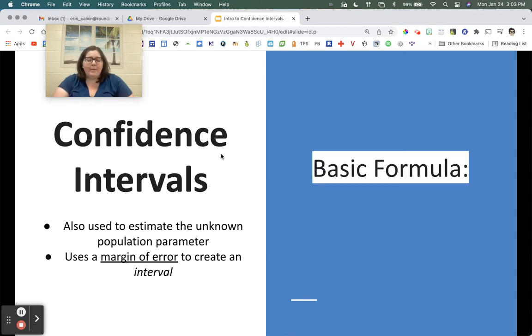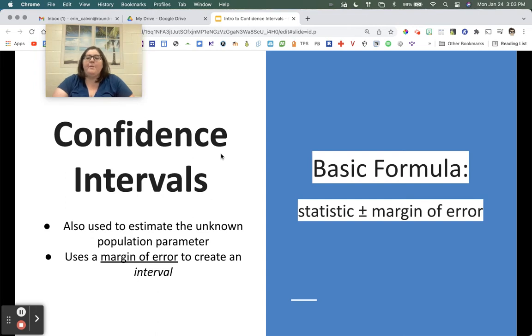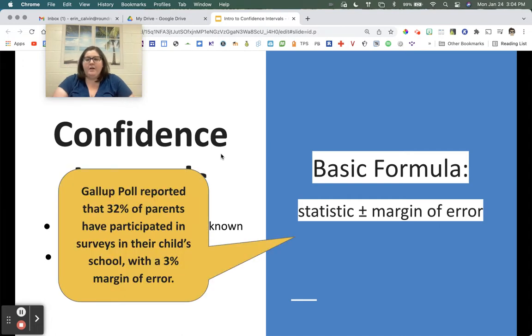So our basic formula, and we're going to come back to this in class and do a little bit more specifically, but our basic formula for a confidence interval is we have a statistic, which comes from the sample, same as what we did for point estimate. It's just that number from the sample, plus minus a margin of error.